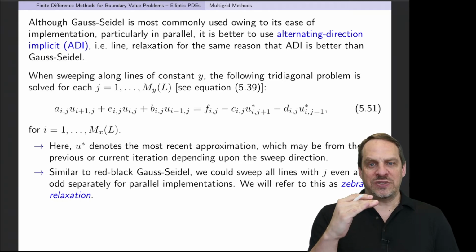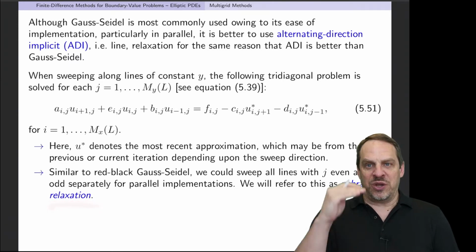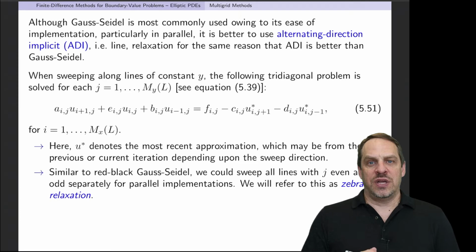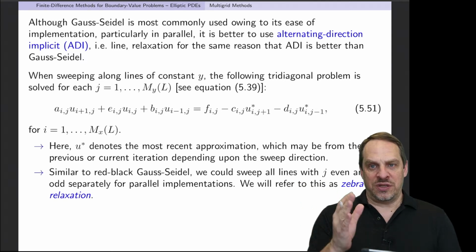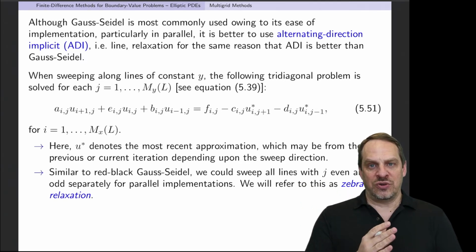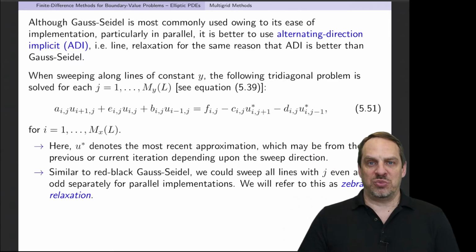Just like with red-black Gauss-Seidel, we could do what I call zebra relaxation, whereby we do every other line. And in that way, again, eliminate any data dependencies. Otherwise, it's just like regular ADI. We're just doing it on these smaller and smaller, coarser and coarser grids, and then going back up through the V cycles as we discussed in previous videos.